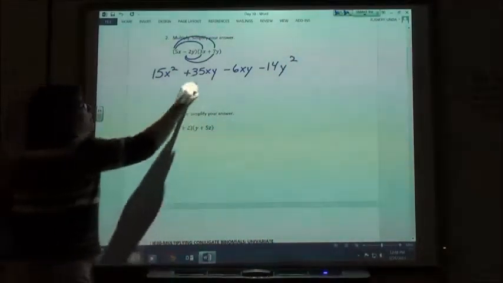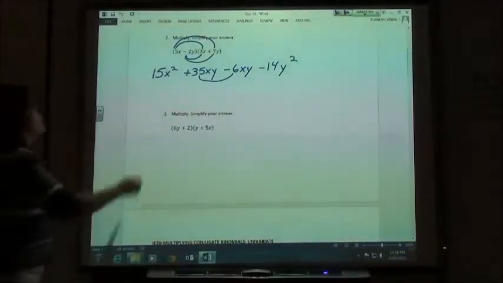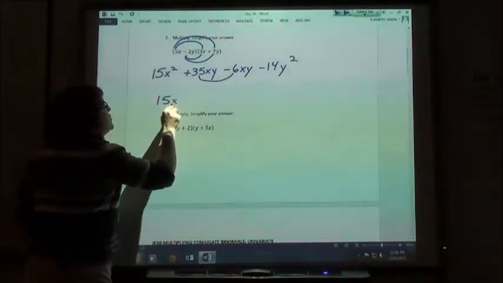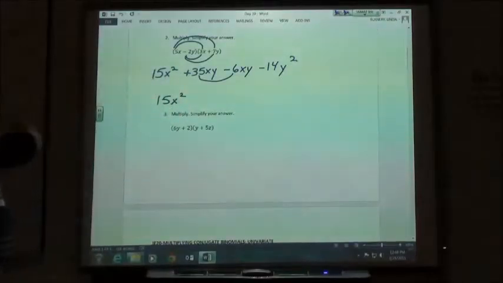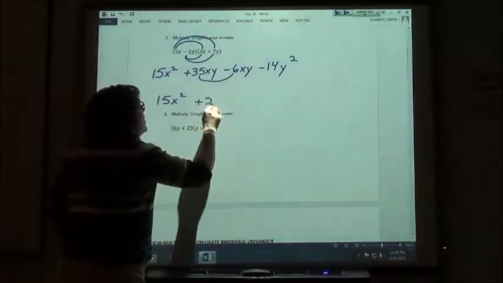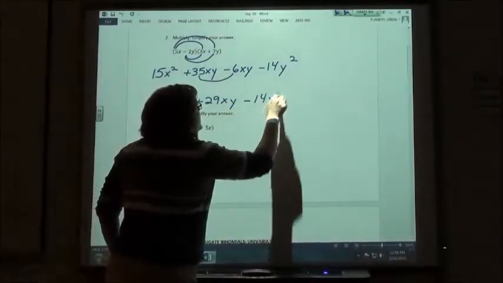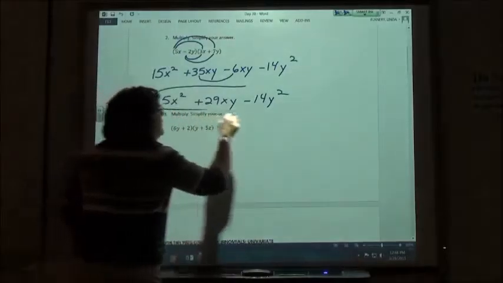So again, the middle two terms should be like terms. We're going to be able to put those together. So we're going to have 15x squared. 35 minus 6 will give me 29, positive 29xy minus 14y squared. And that's going to be your answer.